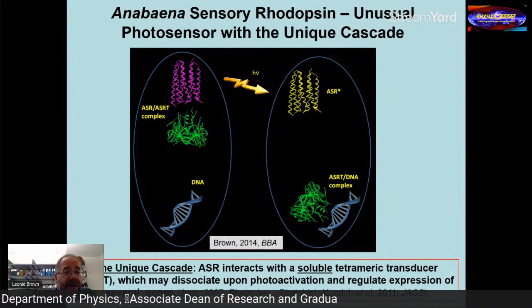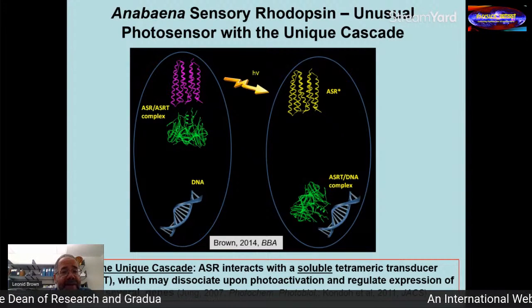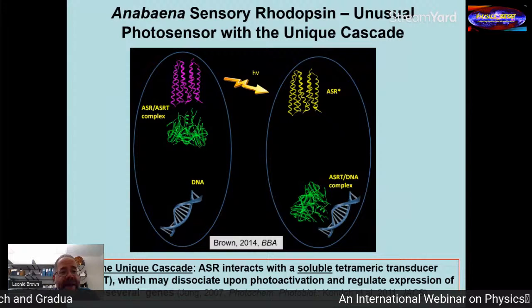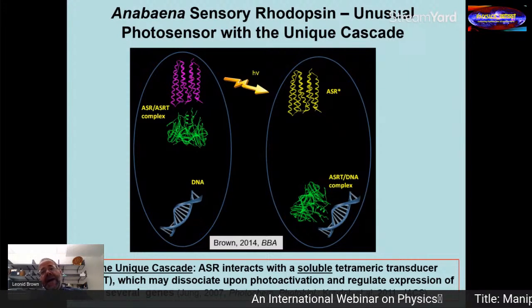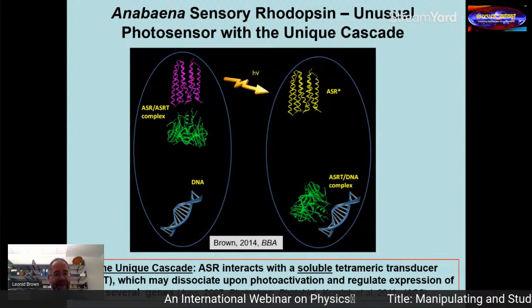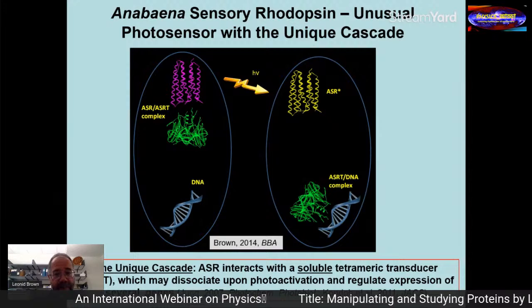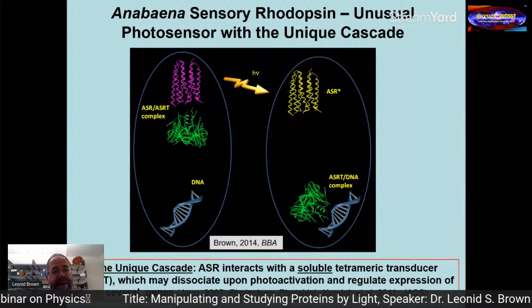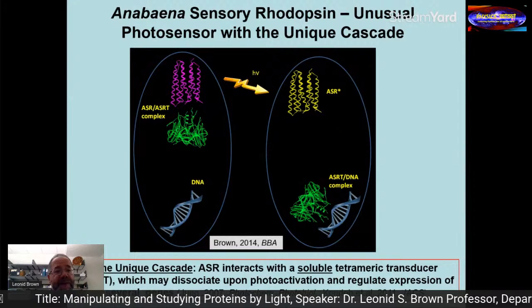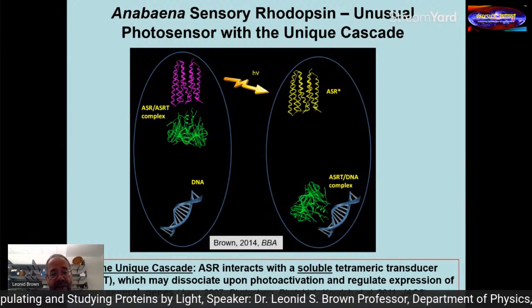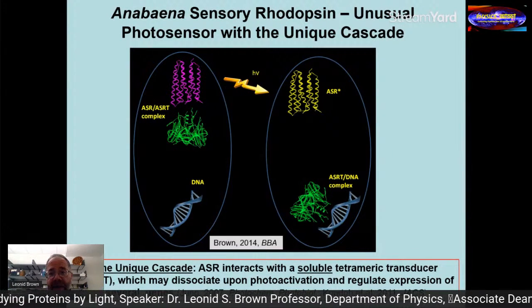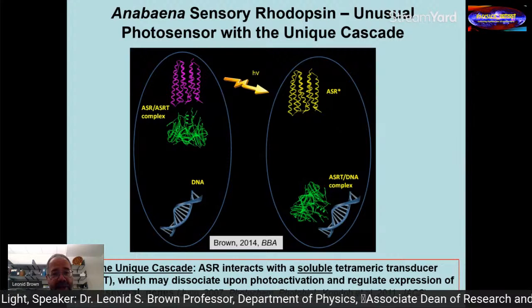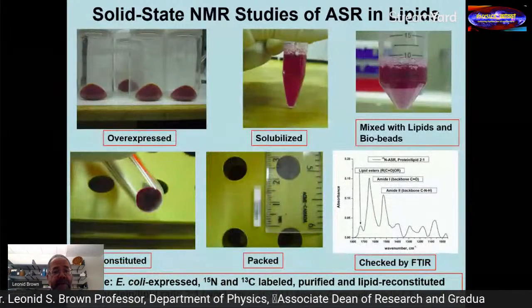So rhodopsin interacts with the transducer. When you shine light on it, the transducer leaves and interacts with DNA, and so it regulates the activity, the photobiology, of this cyanobacterium. Okay, so we wanted to study this protein, and we started with all kinds of traditional spectroscopic techniques, but then we switched to NMR. We realized we can get a lot of information, and I will give you some examples.